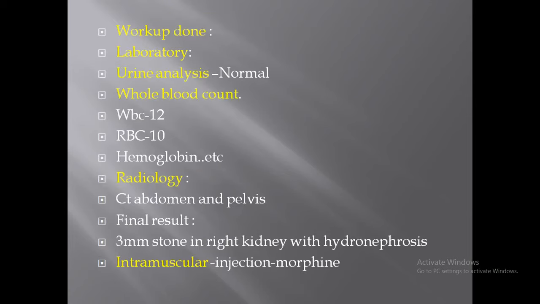Next, coming to the workup, as the patient is having the pain, the physician has ordered some laboratory reports like urine analysis, WBC, and apart from that he also ordered a CT abdomen. He found that urine analysis is normal, and on radiology he found some kidney stones with hydronephrosis, and he also gave an injection, that is morphine. All this is workup ordered by the physician. So this part is done.